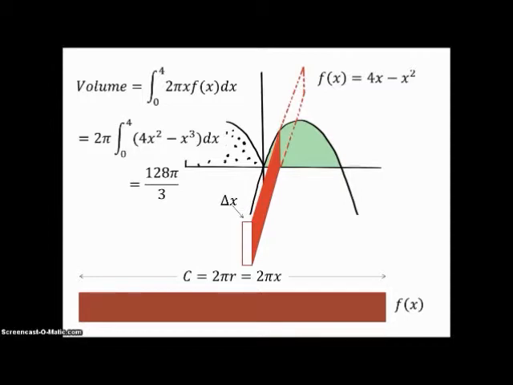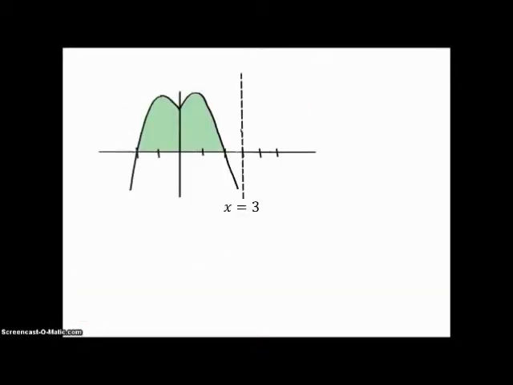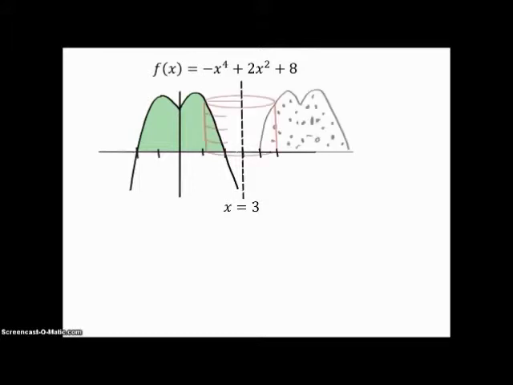Okay, so that was a fairly simple example. Let's try a slightly harder one. Here's another region, and this time we're going to rotate it around the line x equals 3. Here's what that function is algebraically. Negative x to the fourth plus 2x squared plus 8. There's your faux region and the cylindrical shell.